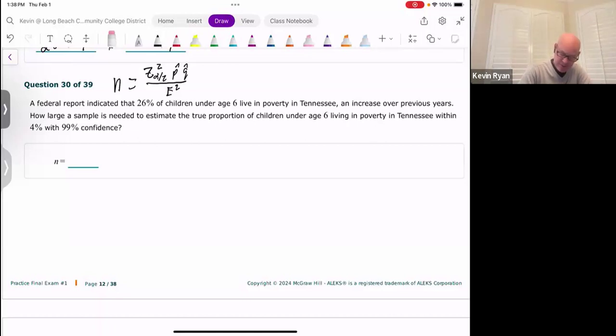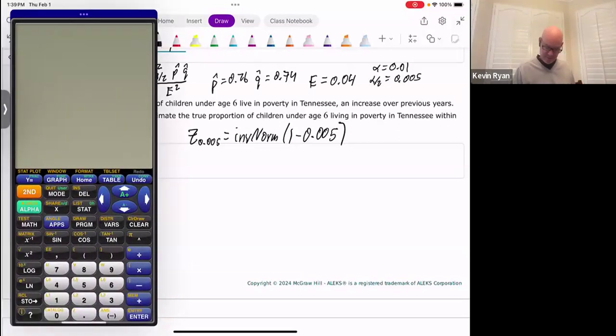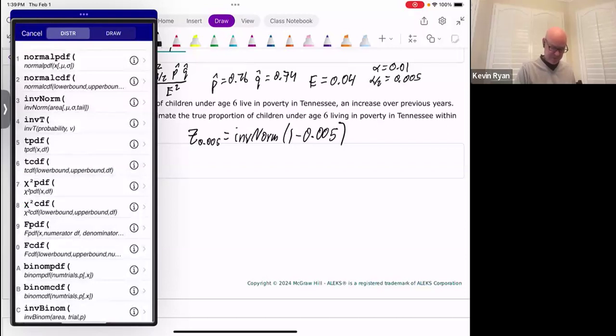And we know that P hat is 0.26, which means that Q hat is 0.74. It's the complement of P hat. And they say E in this case is the 4%. They also give us alpha, which is the 1%. Alpha over 2 is 0.5%. And Z sub 0.005 is going to be inverse norm of 1 minus 0.005. And it doesn't say, but I'm going to round it to 3 decimal places to use with the formula.